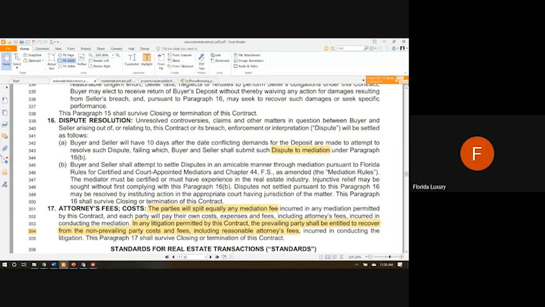If they go to mediation and they don't reach a resolution, then they move to litigation. But the parties split equally any mediation fee. It's going to be about $350 per person to go to mediation. If you're arguing over a $1,000 escrow, and it's going to cost you $350 to fight it, at what point does that really become a moral victory?